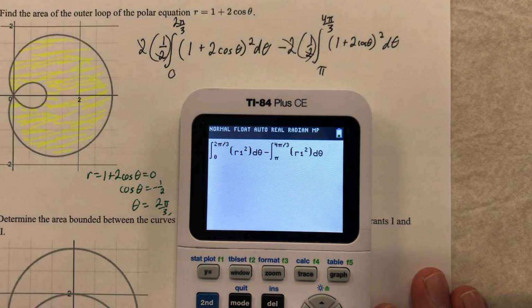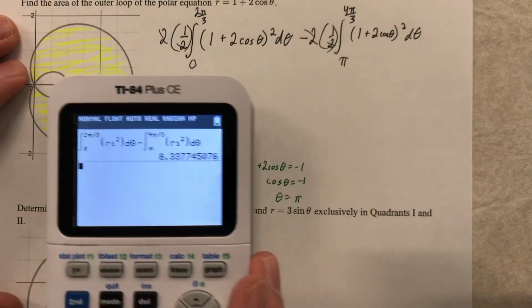And once we do this, we should have an answer. And there it is, 8.338. That is our area.